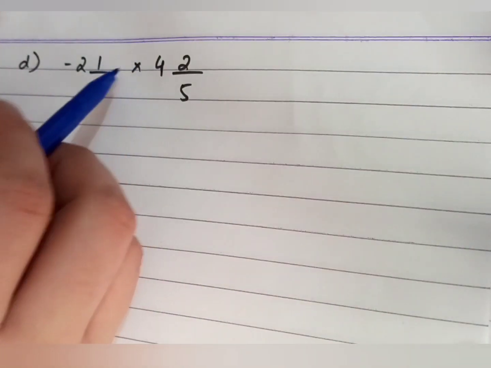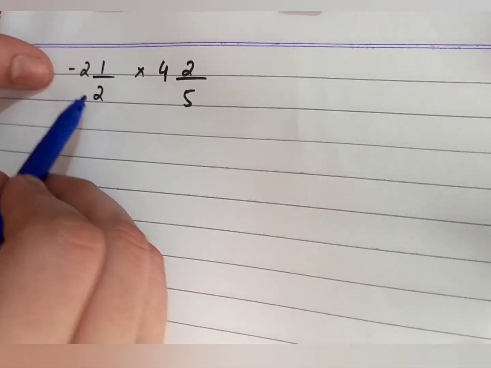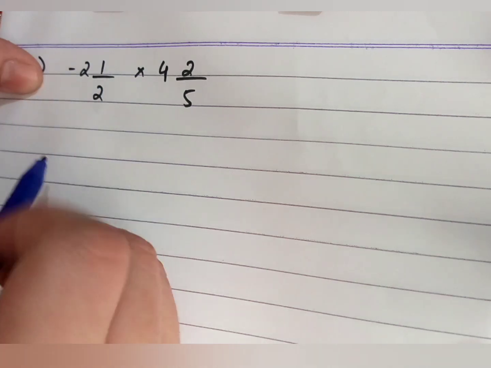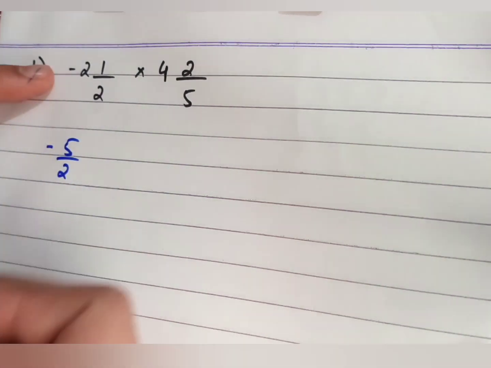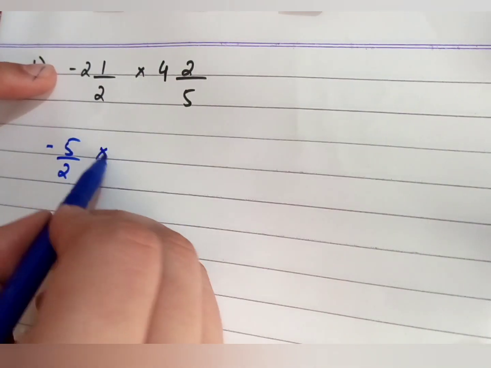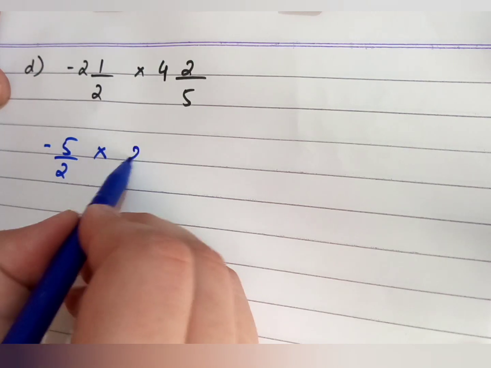Bismillahirrahmanirrahim. Part A. Again we have the mixed form. Firstly we have to convert this mixed form into a fraction. 2 2s are 4 plus 1, 5 by 2, and what is the sign here? That is minus. Put in your minus sign. Now multiplication: 4 5s are 20 plus 2, 22.